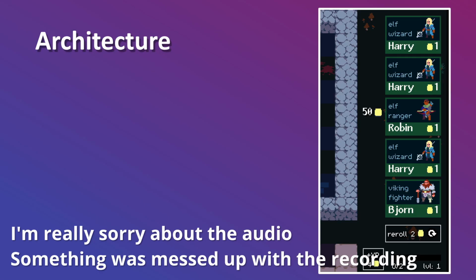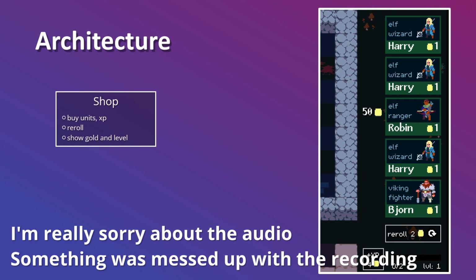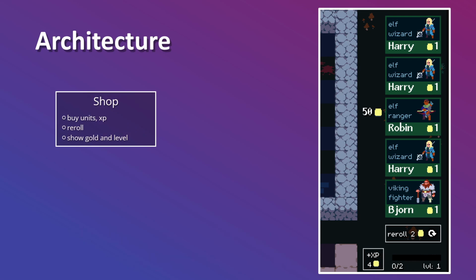Let's talk about the architecture first. So in this episode, we'll add the first piece of UI to the game, namely the shop. So the shop UI is responsible for buying units and XP, re-rolling units into new ones, and also showing the gold, the level, and the XP requirement to progress to the next level. So how does this work? What system do we need to connect to?